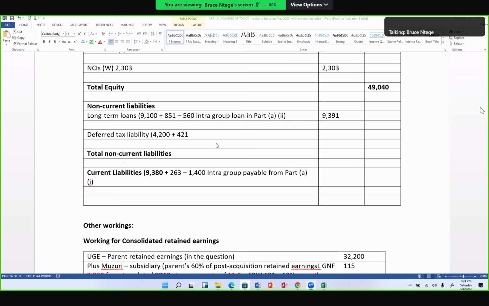Sorry, so I'm back. Okay, so back to the deferred tax. So you have 4200 plus 421. I have a 4621. Please again double check. 4621. Okay, so this should be able to give me the total of the non-current liabilities.